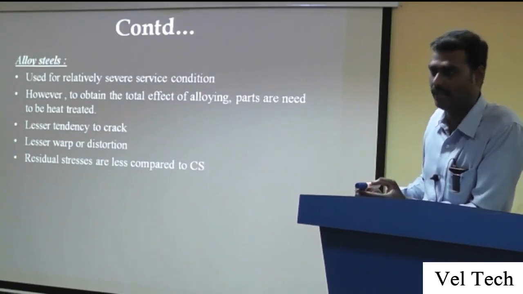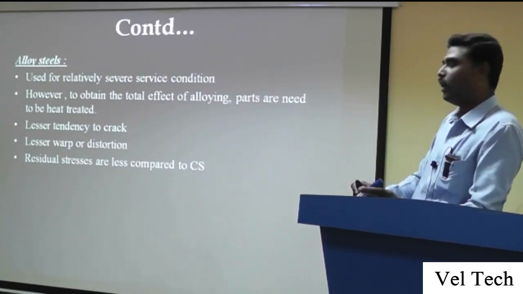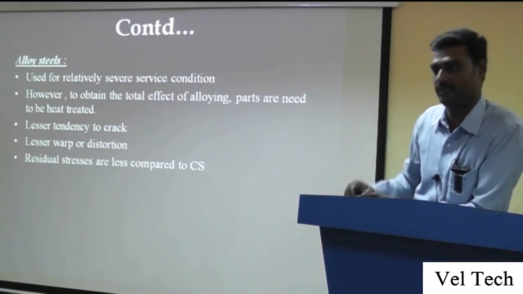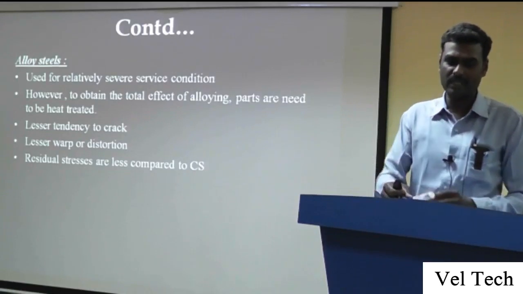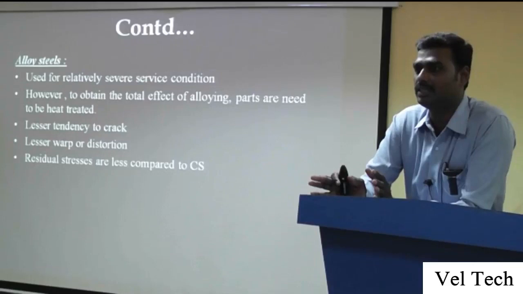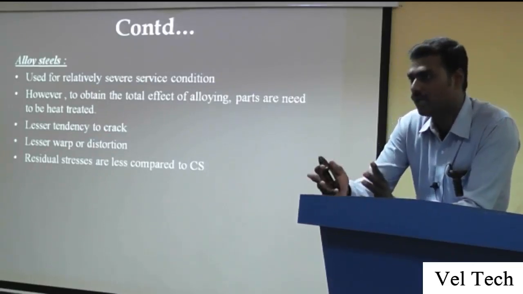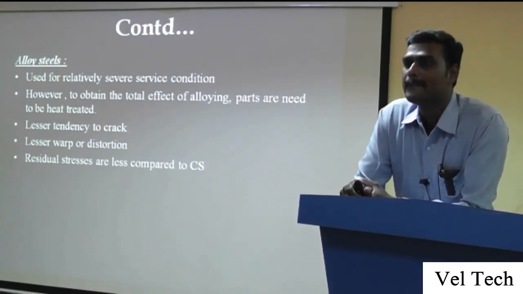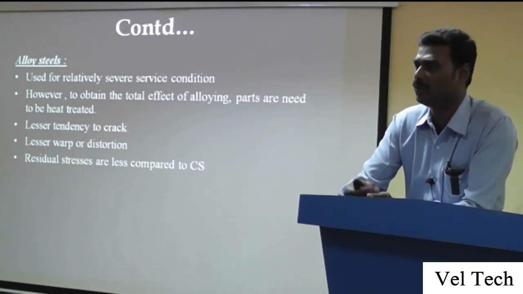So how do we reduce or eliminate residual stresses generally? Any idea? Annealing process, very good. As I said, annealing process. And what is the simple way to remove residual stresses from the shaft? We can provide keyways. A keyway is one kind of feature to reduce residual stresses. If we use alloy steel, what is the advantage? Residual stresses are very low as compared to other types of steels. So these are the common types of material and manufacturing process available to make our shafts.